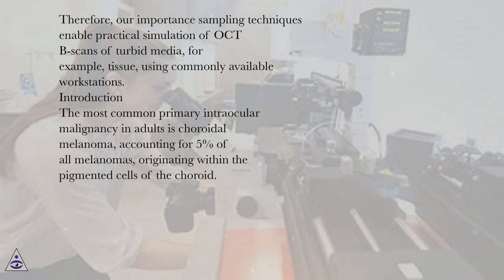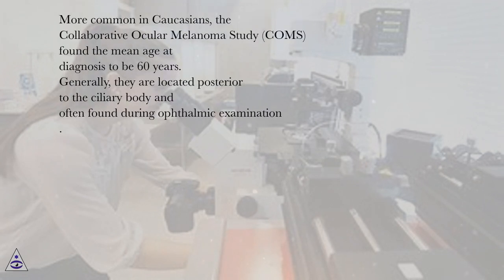Introduction. The most common primary intraocular malignancy in adults is choroidal melanoma, accounting for 5% of all melanomas, originating within the pigmented cells of the choroid. More common in Caucasians, the Collaborative Ocular Melanoma Study, COMS, found the mean age at diagnosis to be 60 years. Generally, they are located posterior to the ciliary body and often found during ophthalmic examination.